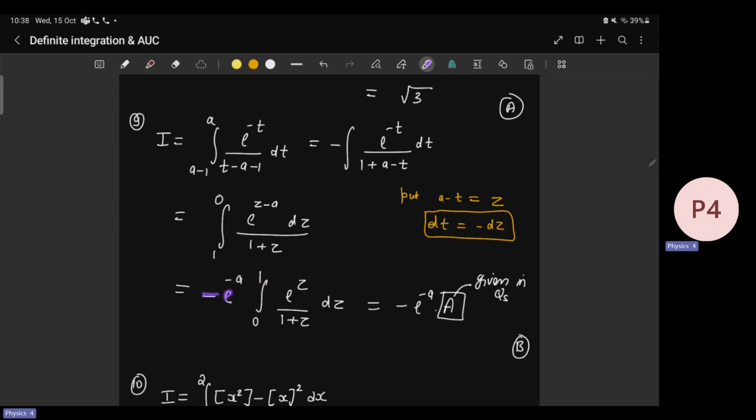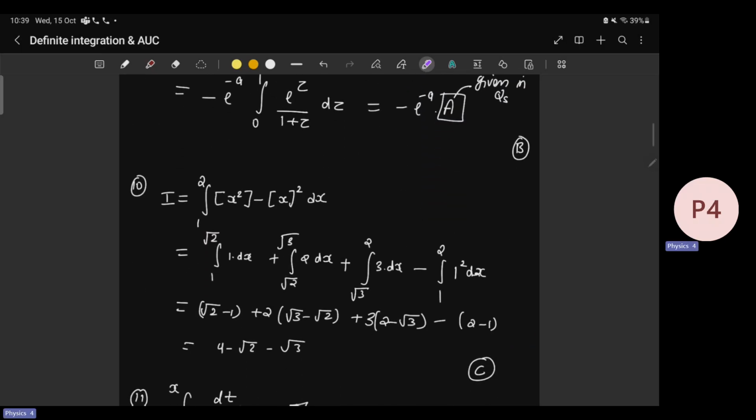So minus e to the power minus a integration e to the power z upon 1 plus z. Can you see? This is a which is given in the question. So we can say minus e to the power minus a into a is the final answer. Option number B.